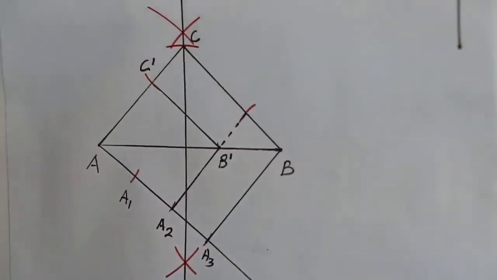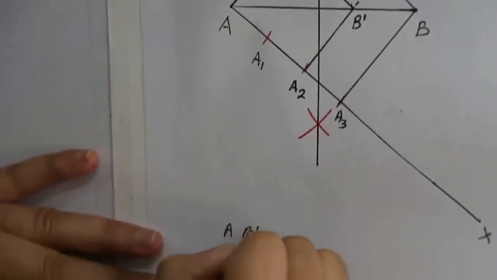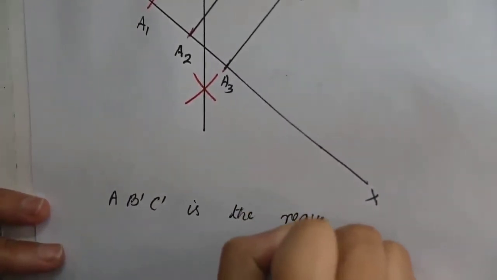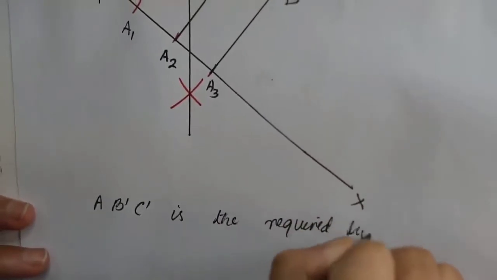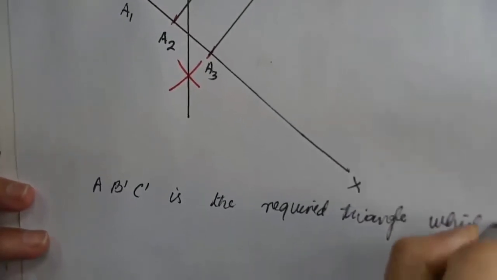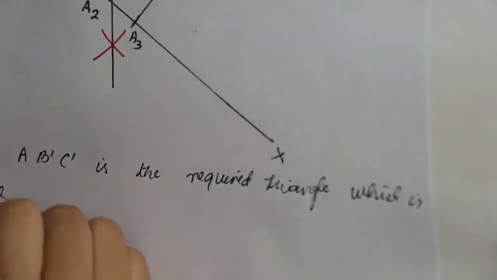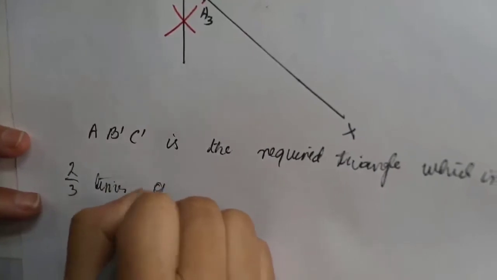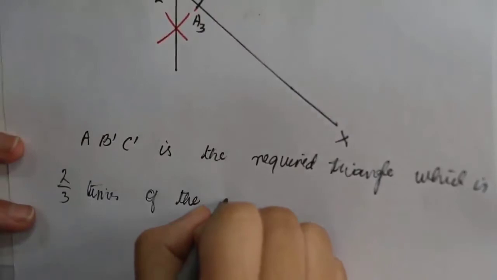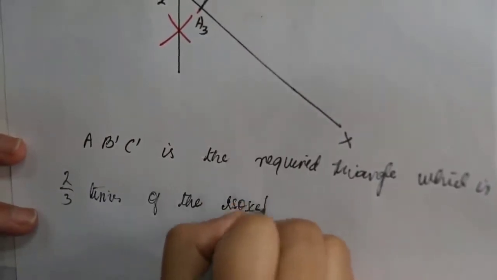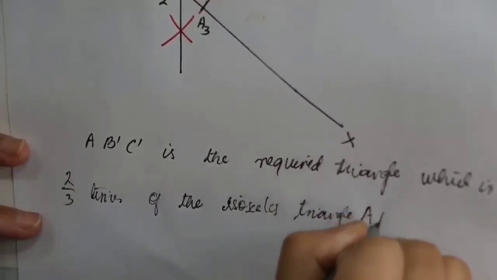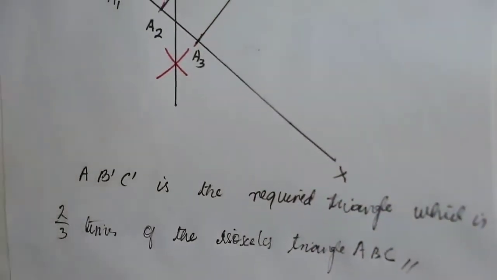So therefore, A, B prime, C prime is the required triangle, which is 2/3 times of this isosceles triangle A, B, C. So this is the required construction.